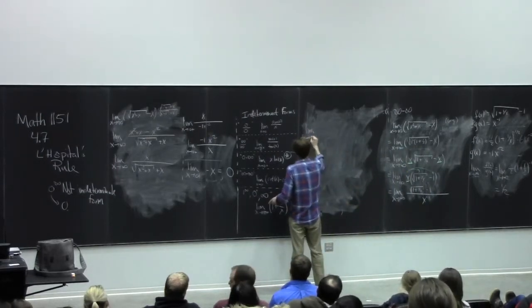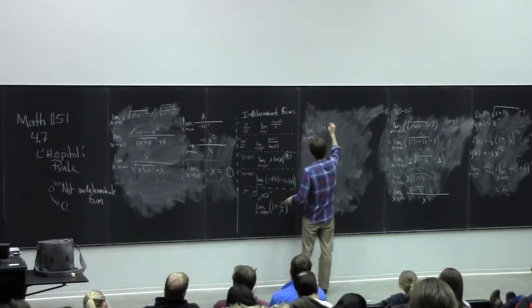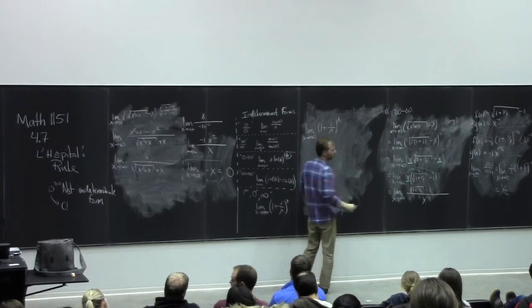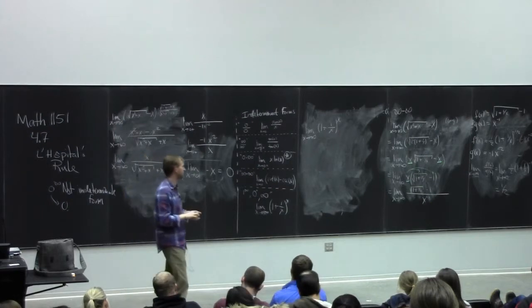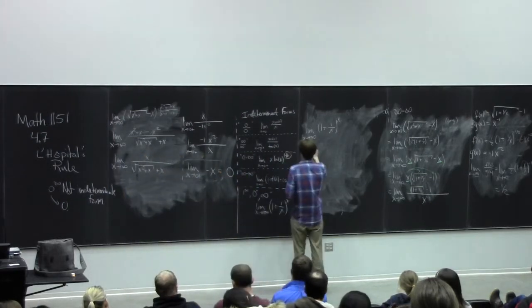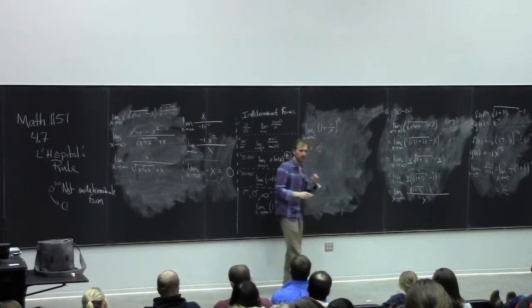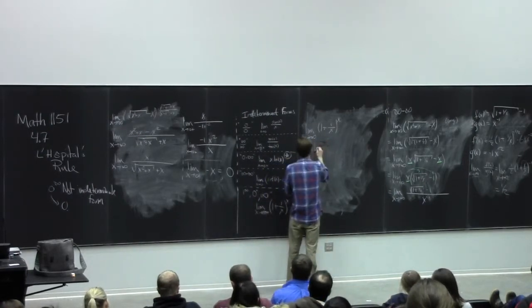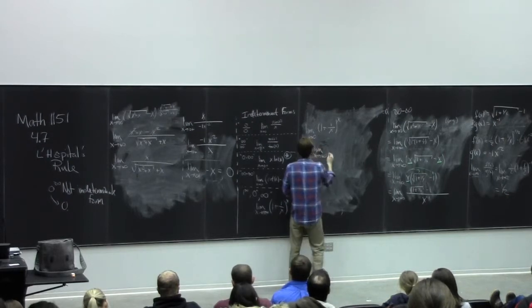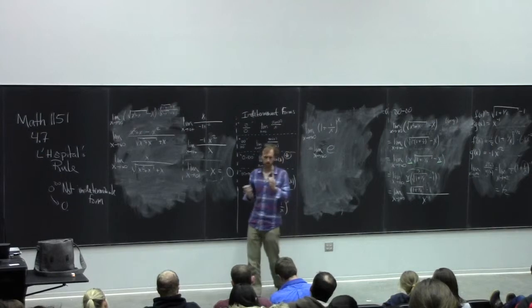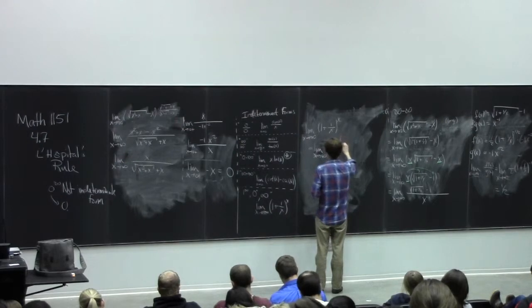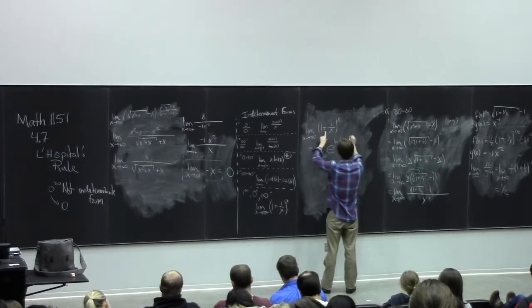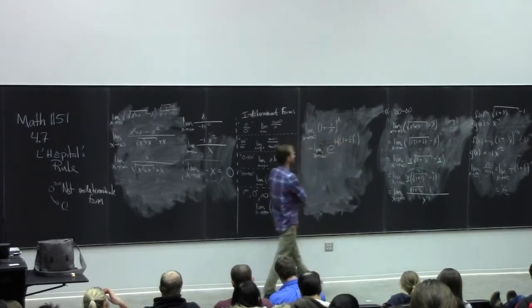Limit as x goes to infinity of (1 plus 1 over x) to the x. You always do the same trick here. You want to convert this into something else. And so what you do is you say, well, this is equal to the limit as x goes to infinity of e to the natural log of (1 plus 1 over x) to the x, like so.